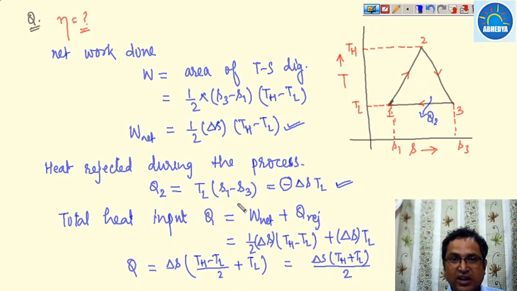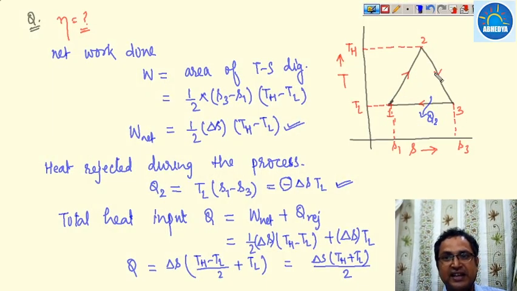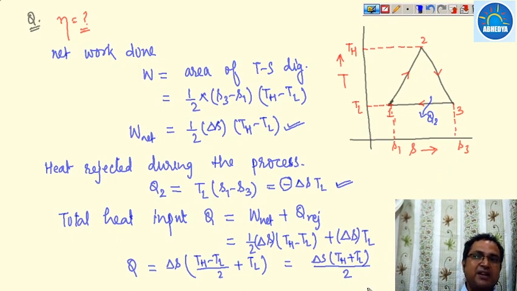It's better to calculate in this way rather than calculating the value of heat addition, because calculating heat addition means finding the area of this diagram. It may be tedious work, but rejection of heat and total work can easily be calculated. So it's a good question.